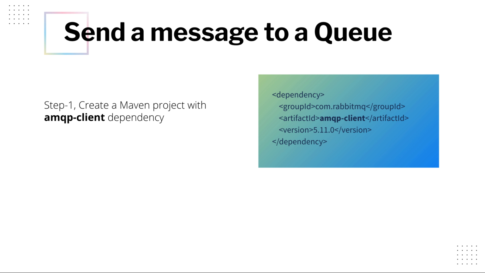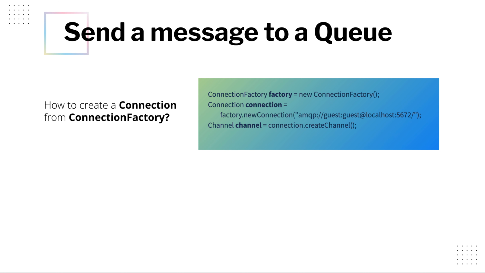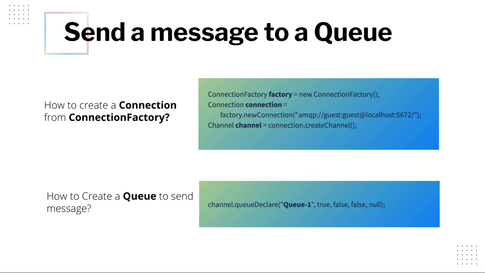So you would need to create a Maven project with the dependency AMQP client, and then inside your project you need to create connection factory, connection and channel. The way you would do it, first you will create connection factory as shown on the screen, and then you would create a connection from the connection factory, and then you will create a channel using connection.createChannel. And then you can create a queue programmatically using channel.queueDeclare as shown on the screen.